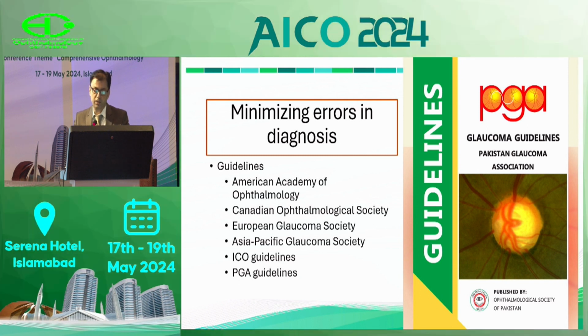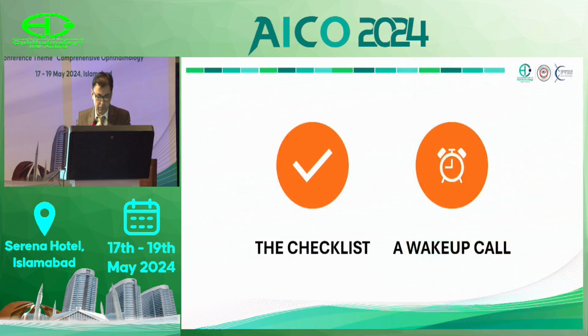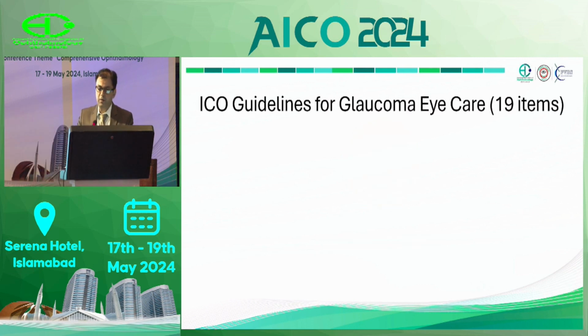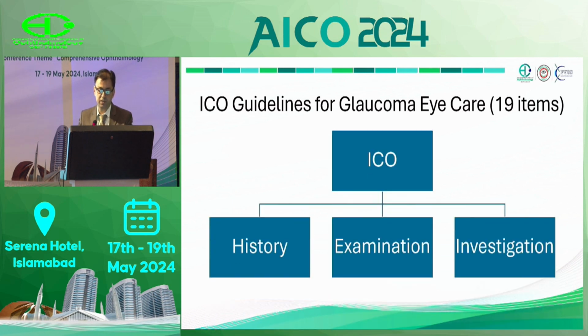I'm going to talk about the last two guidelines, the AICO guidelines and PGA guidelines, and what are those checklists which we have to fill when we are dealing with glaucoma patients. So when we are talking about AICO guidelines for glaucoma eye care, there are 19 items from three elements, and these three elements are history, examination, and investigation. As I said earlier, all glaucoma diagnoses revolve around a good history, examination, and investigation.